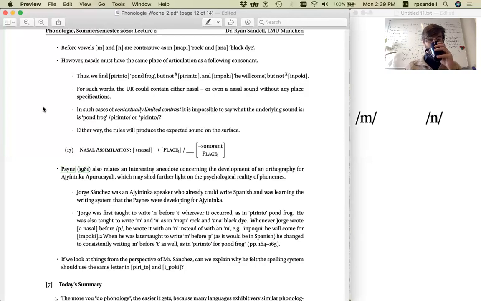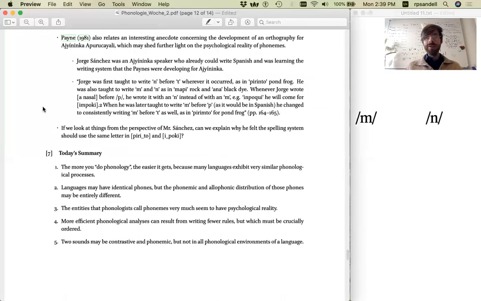Okay, so let's briefly summarize the main points from today's lecture. First, as we saw after we reviewed the ORDOM analysis, the more you actually work on trying to analyze phonological systems, the easier it becomes, because you will encounter phenomena across languages that are very similar. So this was the case for processes of affrication of alveolar stops.